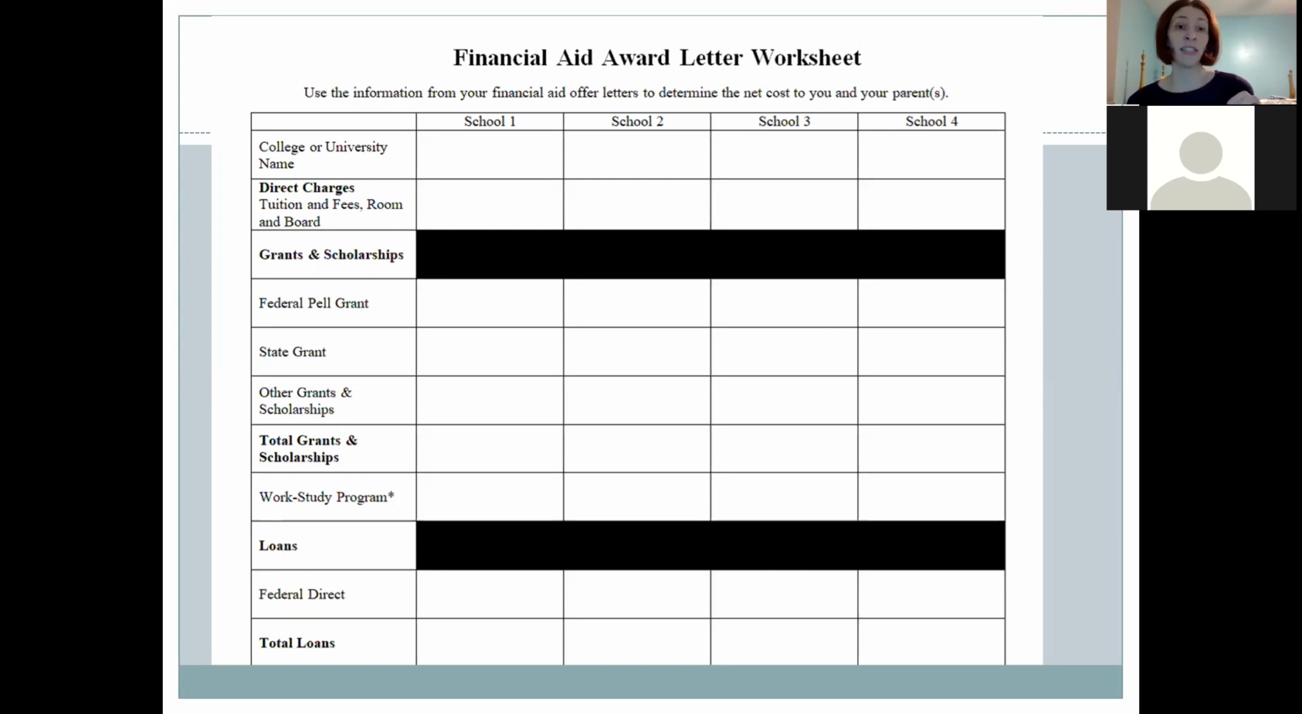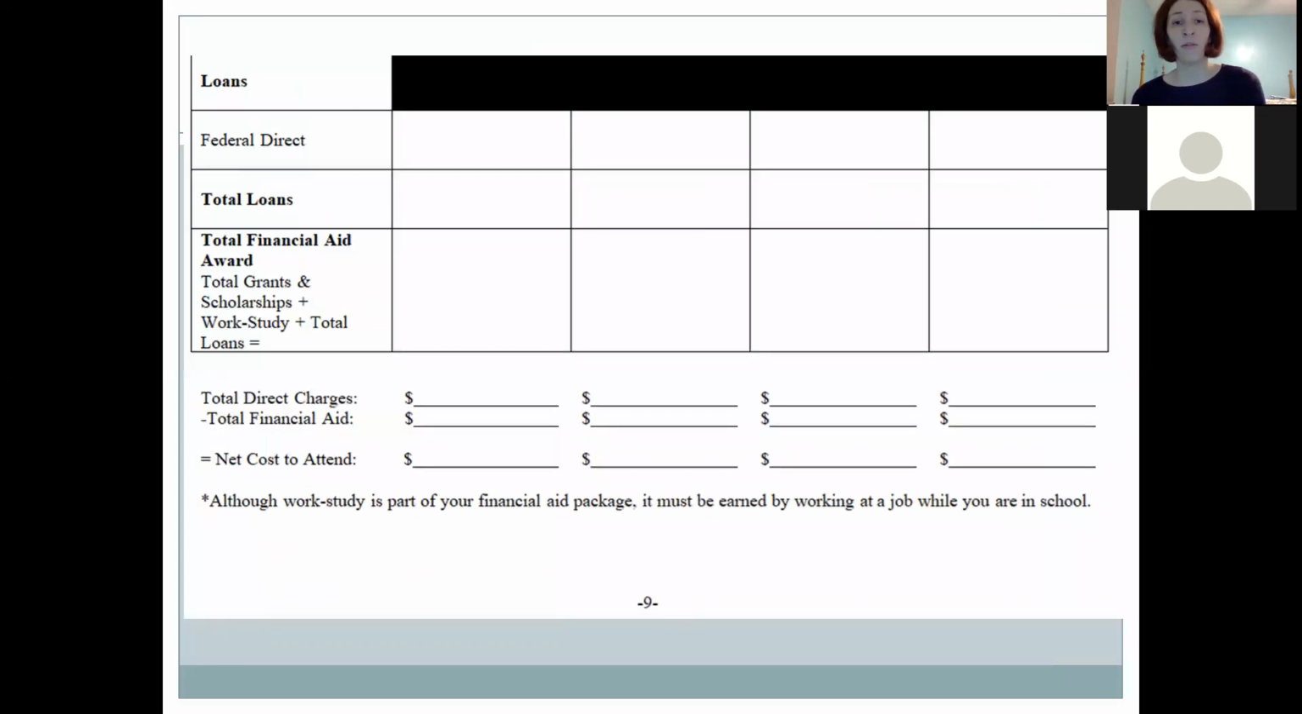What it is, is it's comparing each school to each other. Once you start getting those financial aid packages in, go through this and put down all the breakdowns. What are their direct charges? What are the grants and scholarships you're getting? What are the loans that are being offered? Work study, all those different things, because you really want to compare apples to apples. Like I said, you want to compare apples to apples, because you might get a financial aid package that has like $30,000 in it, but maybe that school costs $60,000 to go to.